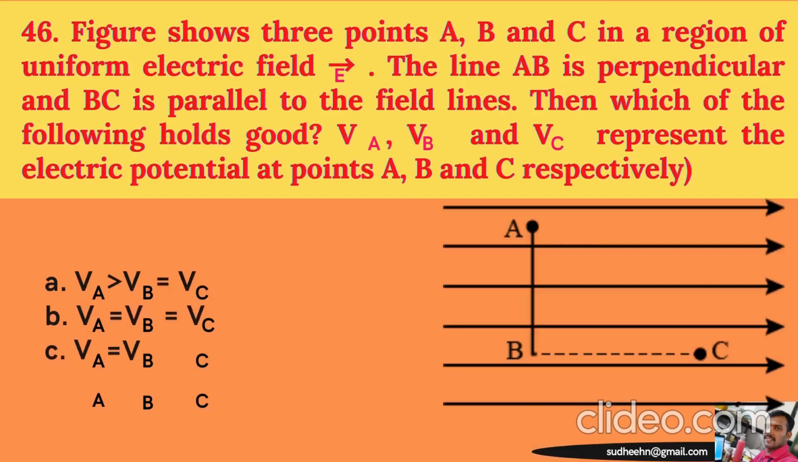Next, question number 46. The figure shows 3 points A, B and C in a region of uniform electric field E. The line AB is perpendicular and BC is parallel to the field lines. Then which of the following holds good? VA, VB and VC represent the electric potential at points A, B and C respectively. The options given are: VA is greater than VB is equal to VC, VA is equal to VB is equal to VC, VA is equal to VB but greater than VC, and VA is equal to VB but less than VC.